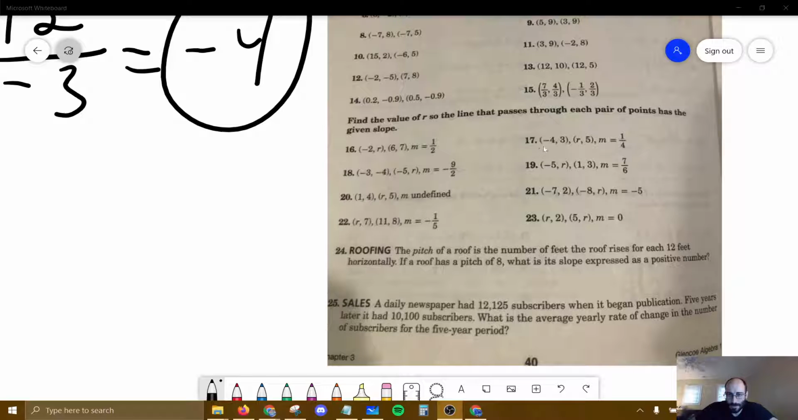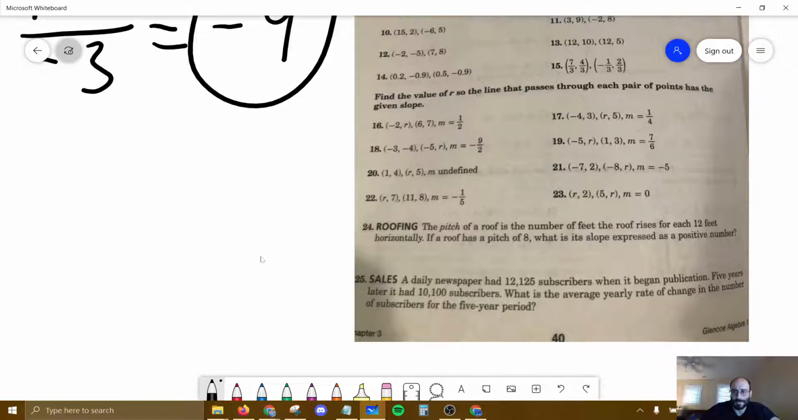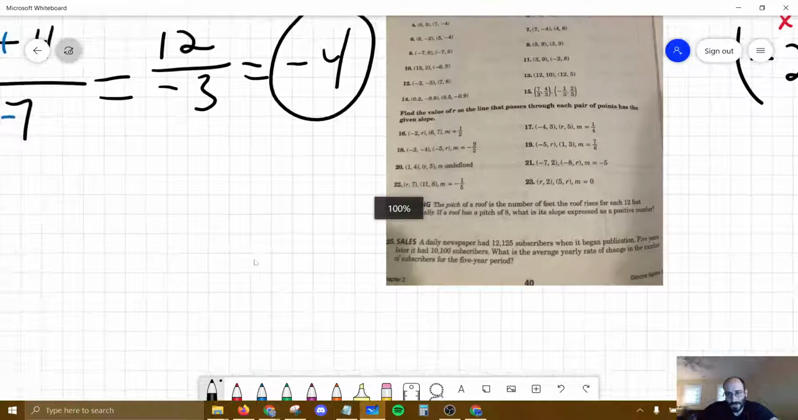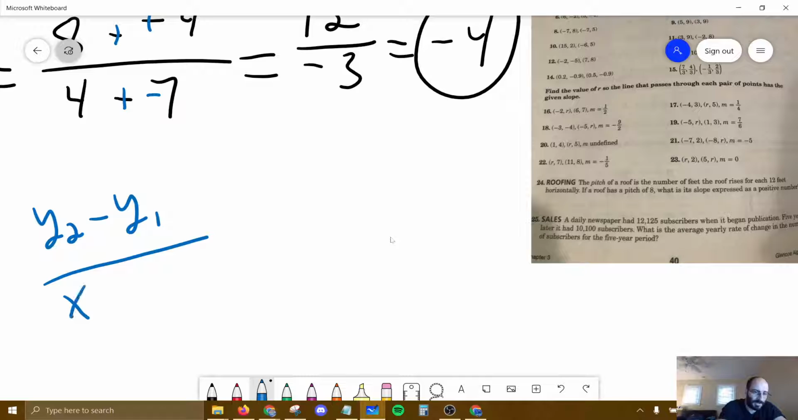There's a couple ways we could go about this. So number 17 gives us the points negative 4, 3, and r comma 5, and the slope is 1/4. Well, there's a couple different ways. We know that the slope formula is going to be y2 minus y1 divided by x2 minus x1. Okay, and that equals slope.